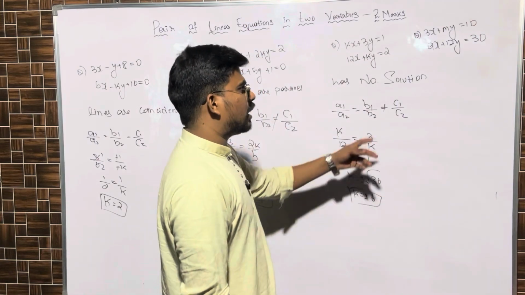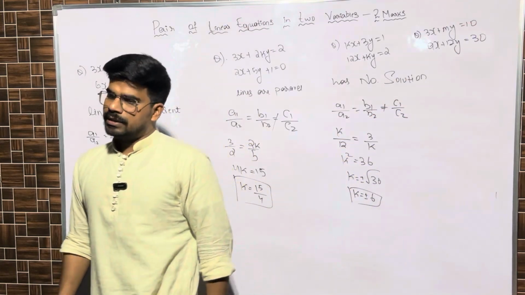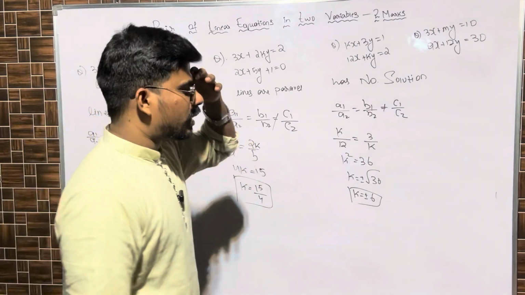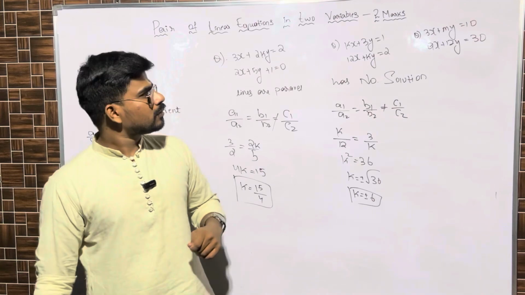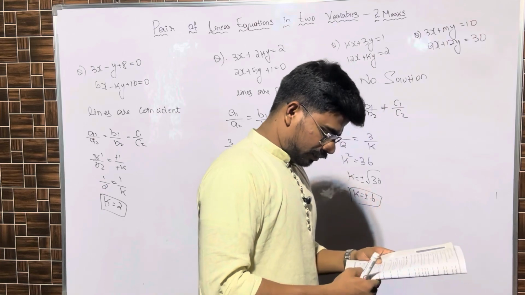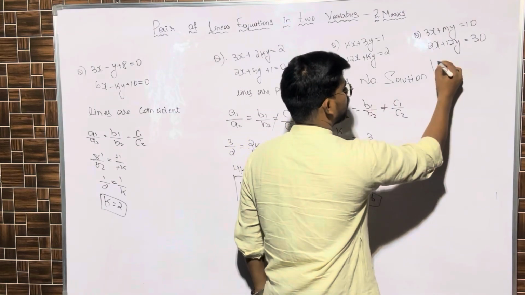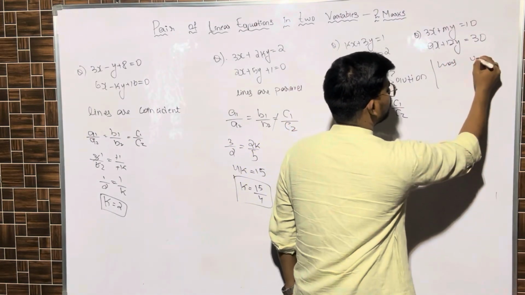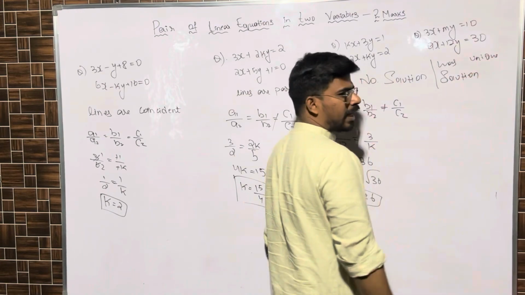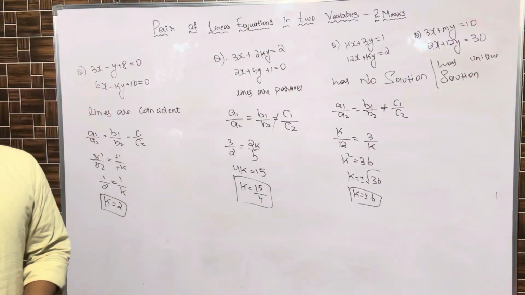Right. A similar question: 3x plus my is equal to 10, 9x plus 12y is equal to 30. Same type of question. Give that a try and let me know the value of m in the comment section, and you guys also try this. The lines have a unique solution, that is, the lines are intersecting. You can decide what the condition is, and thereby find the value of m from there.